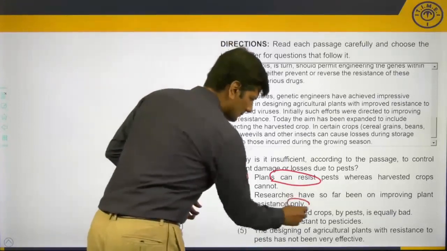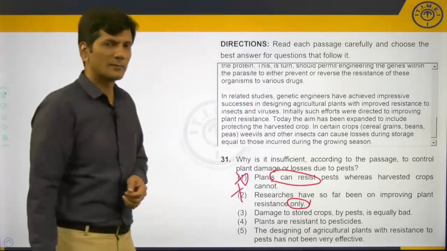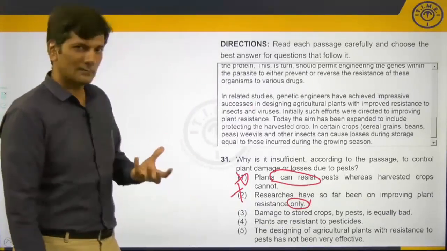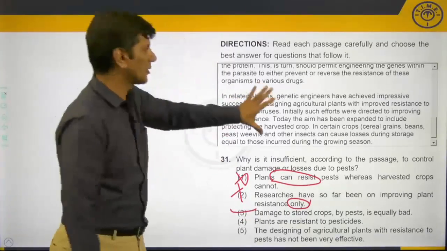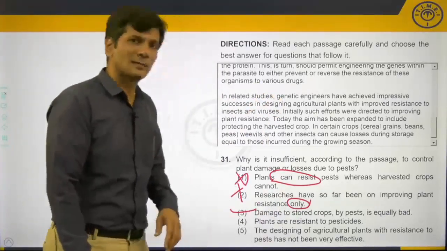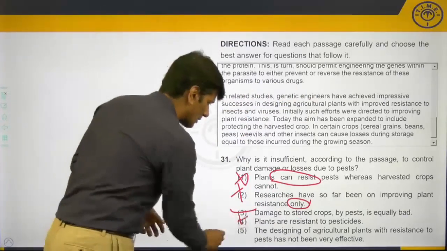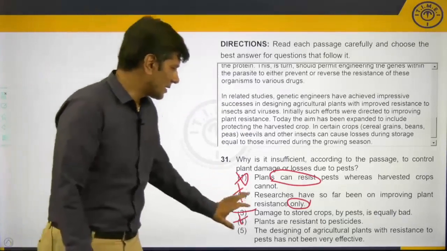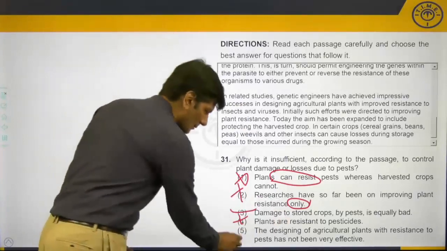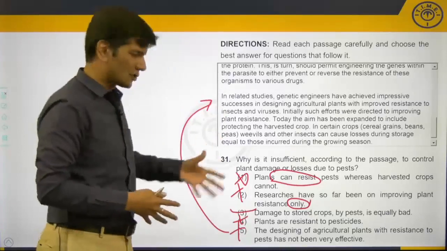Researchers have so far been on improving plant resistance only. How about that? Look at this word only. That's what makes this answer option incorrect. Choice 3. Damage to stored crops by pests is equally bad. That's exactly what the primary concern of the author is in the last paragraph. Plants are resistant to pesticides. Is it insufficient according to the passage to control plant damage? Well, this also is ruled out. The designing of agricultural plants with resistance to pests has not been very effective will be contradictory to the intent of the last paragraph. So your best pick, choice 3.